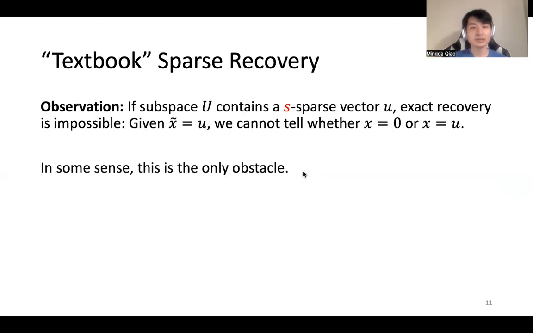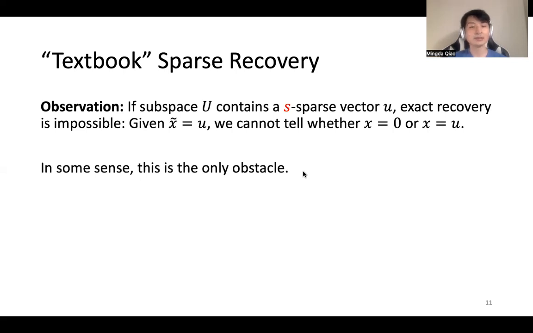To see how our theorem is proved, it's useful to start from the textbook approach to sparse recovery. So we have this observation that one obstacle towards sparse recovery is the existence of sparse vectors. Suppose the subspace U contains a vector little u that is s-sparse, then we're in trouble, because suppose we are given the corrupted version X tilde being u. On one hand, it might be that the clean data is a zero vector, and the corruption happens to be on the support of u. It could also be that the clean data is u, and the adversary did nothing. So we cannot tell these two cases apart, so we can't do exact recovery.